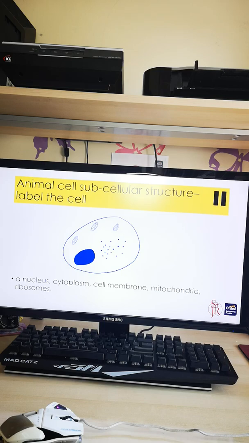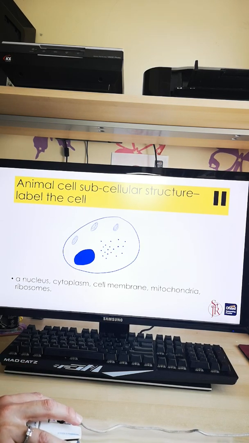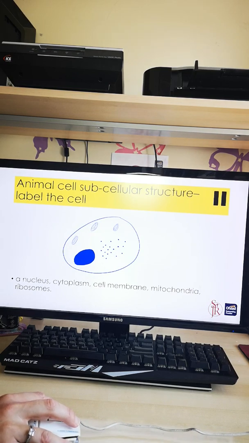So you should be back with us. We're going to go through those labels. Let's see if you've correctly labelled your cell. The first one we're looking for was the nucleus. So we want this structure here labelled as the nucleus.